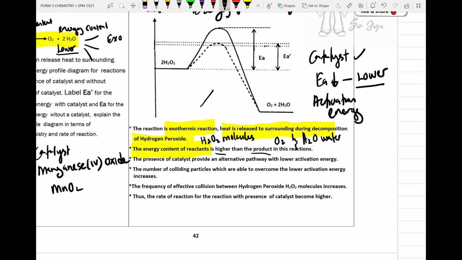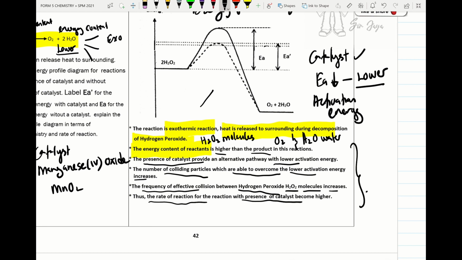The presence of catalyst provides an alternative pathway which lowers activation energy. The number of colliding particles which are able to overcome the lower activation energy increases. The frequency of effective collision between hydrogen peroxide molecules increases. Thus, the rate of reaction with the presence of catalyst becomes higher. These are the explanations that students must give.